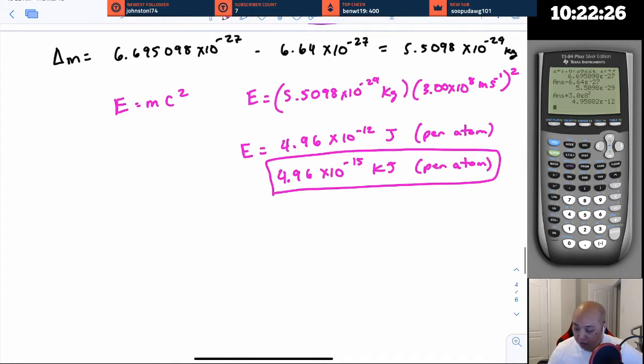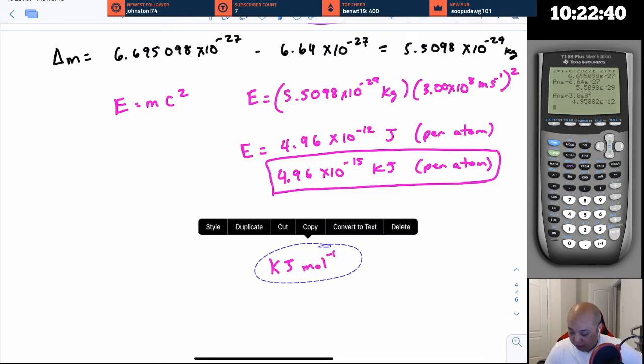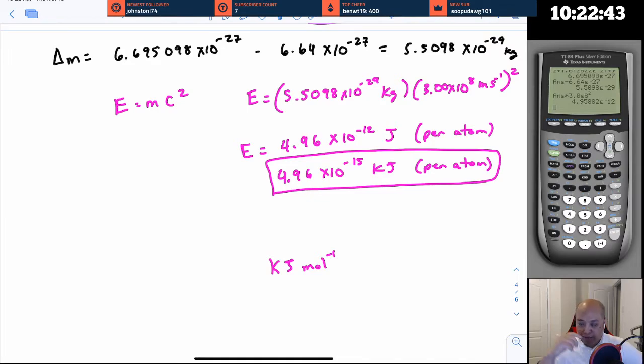Okay, but we don't really care about per atom, we want per mole. So how would we figure out our kilojoules per mole of atoms? How would we figure out how much energy is produced if we have a mole of helium atoms? How would we figure out how much energy per mole, if that's the energy per atom?